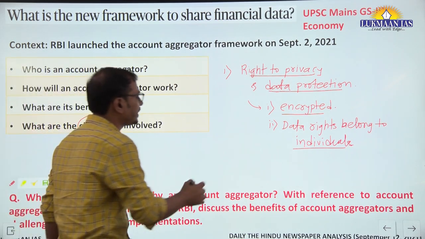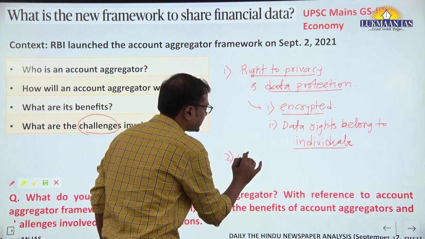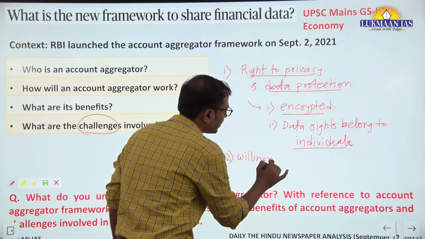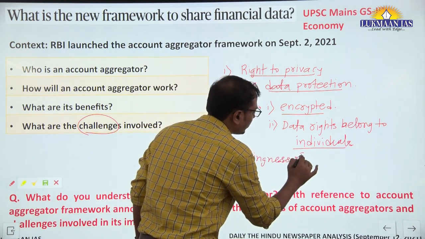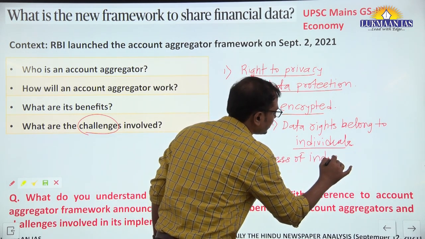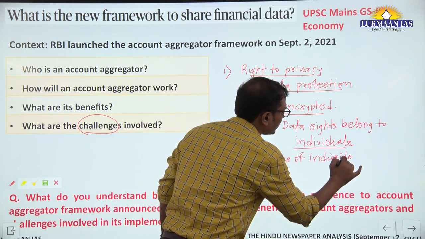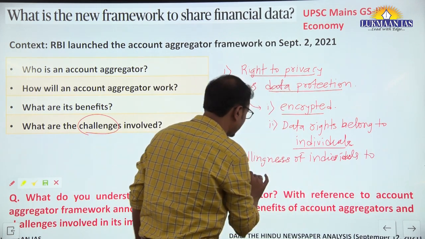It is an important aspect of data protection and right to privacy. The second aspect is the willingness of individuals to provide data.